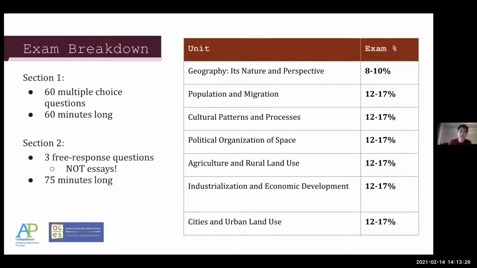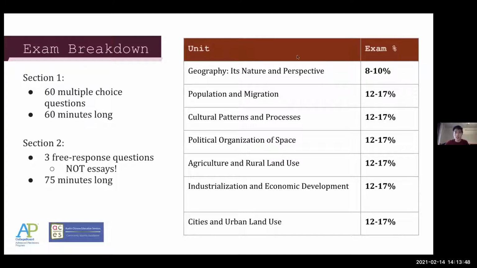And then the second section is the much feared free response section. There will be 3 free response questions. It's important to remember that these are not essays. They're simply questions where you have to provide a written response. And for this section, you get 75 minutes.